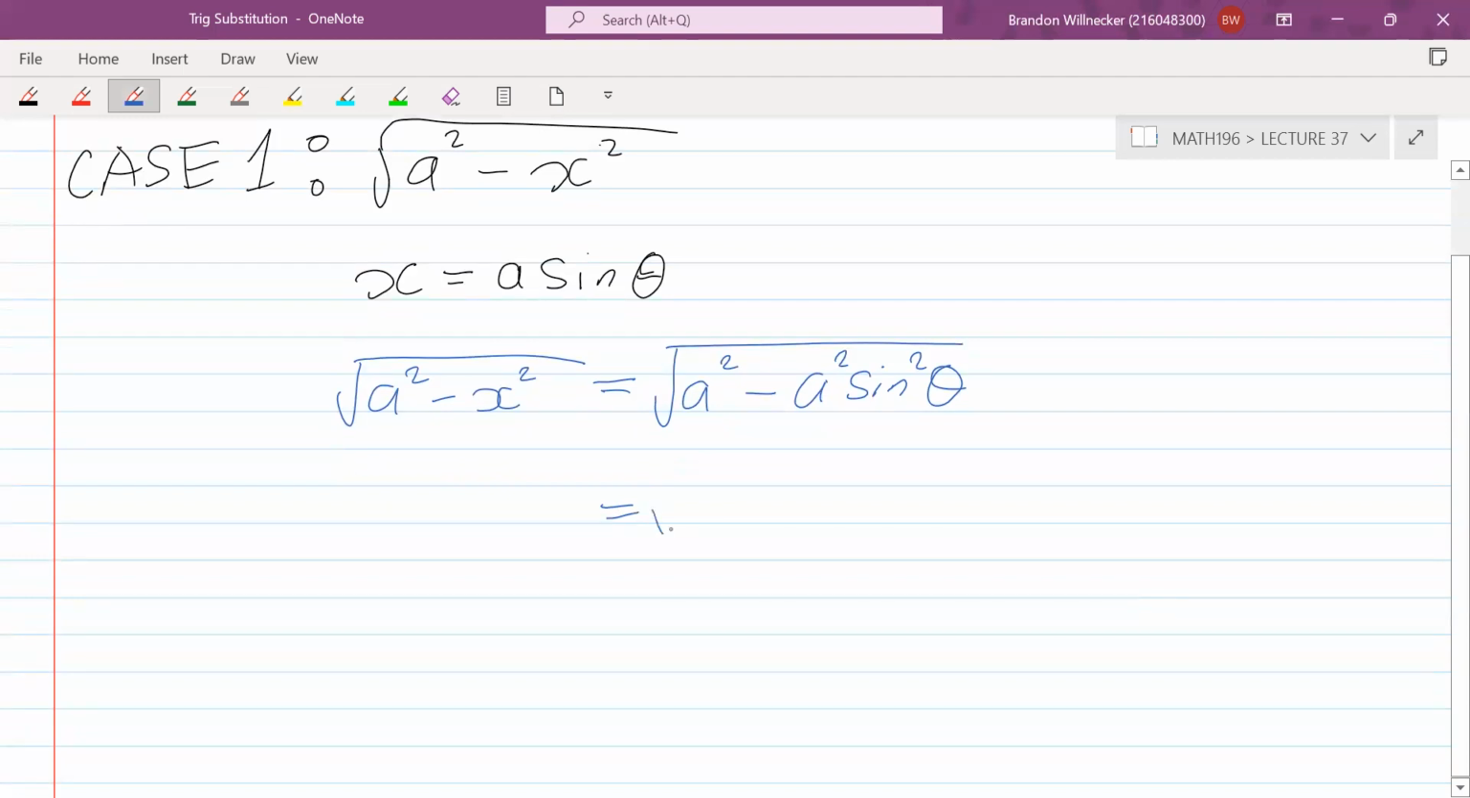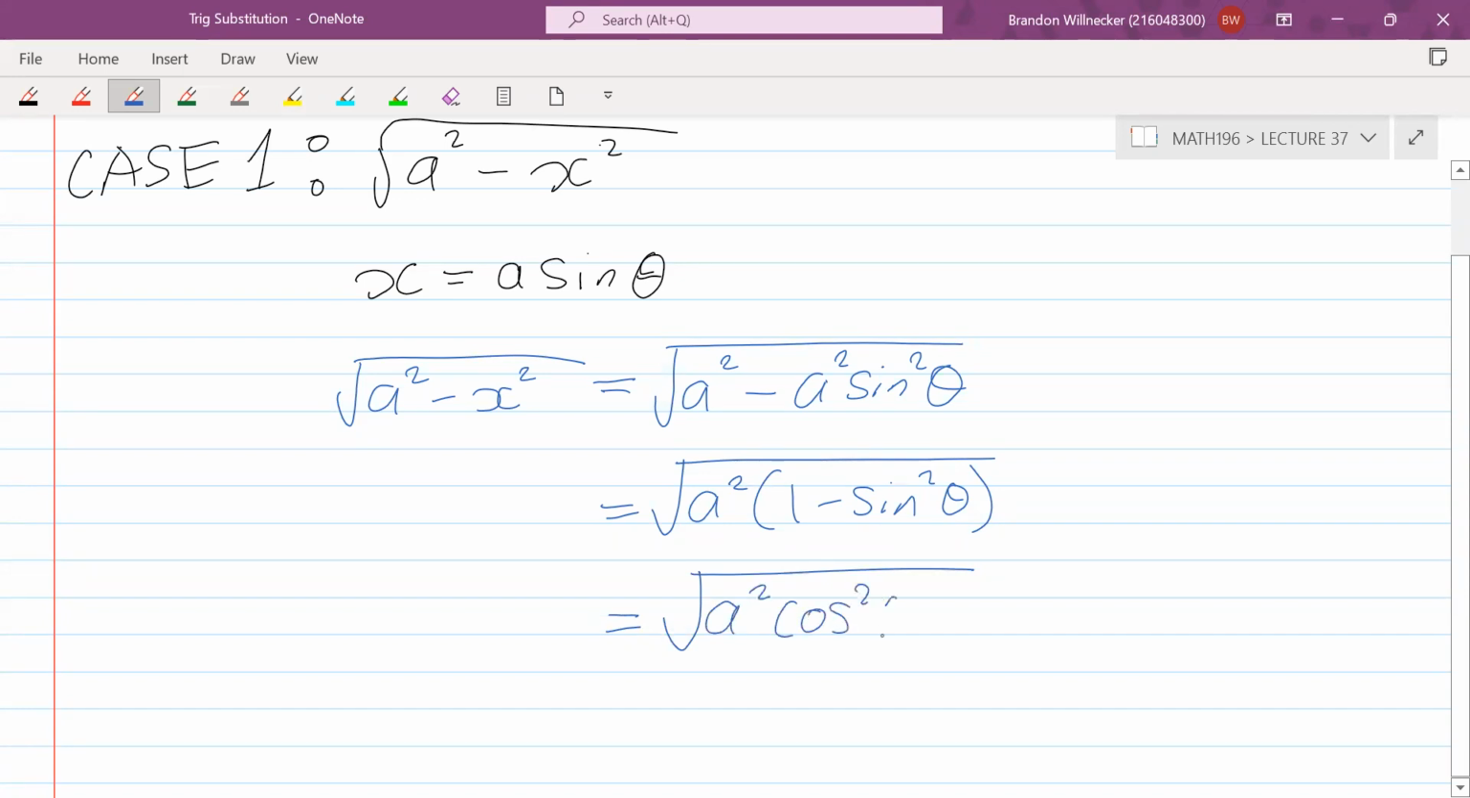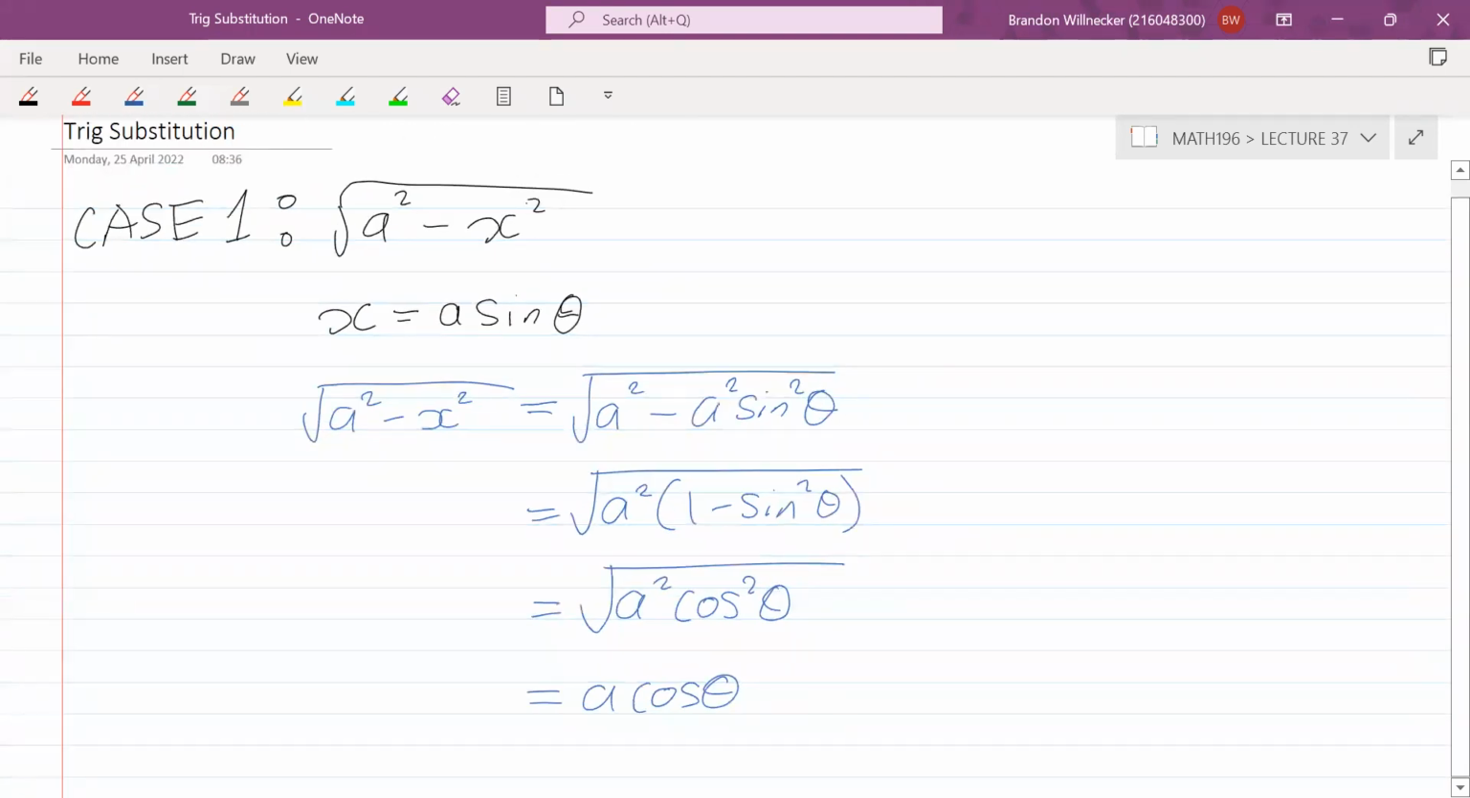Now we can simplify this. This will be the square root of a squared times 1 minus sine squared theta. And 1 minus sine squared is going to be cos squared. So that's going to be the square root of a squared cos squared theta, and that's just going to be a cos theta. So you see, after making the substitution, this is a lot simpler than the square root of a constant minus x squared. This is simpler to work with.